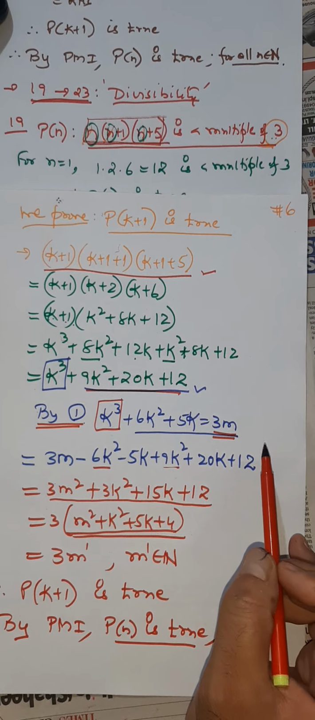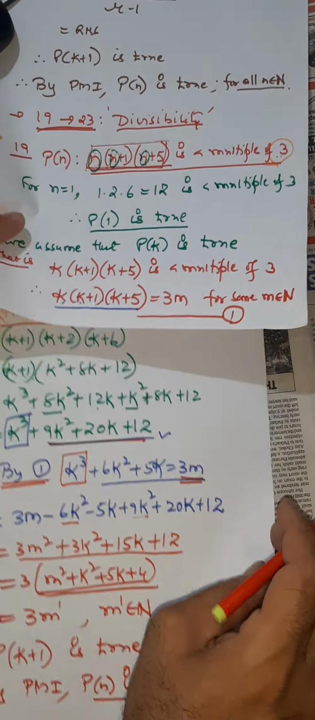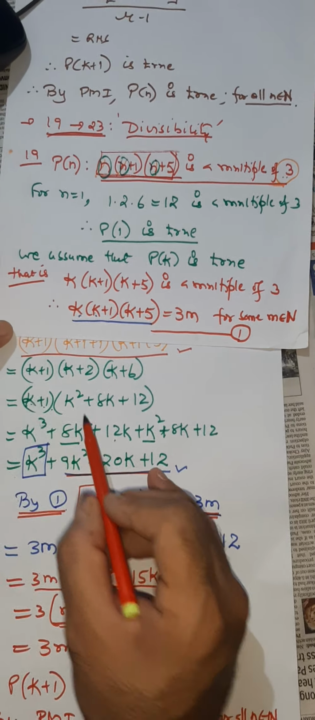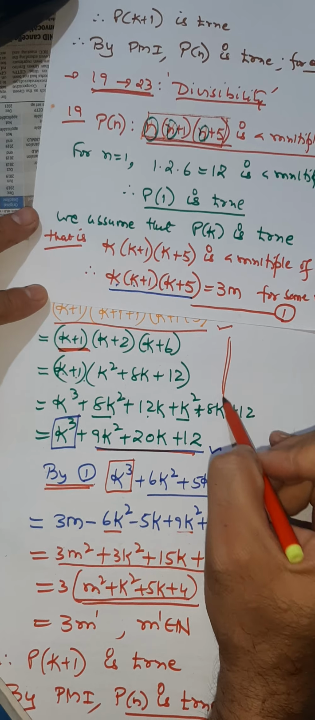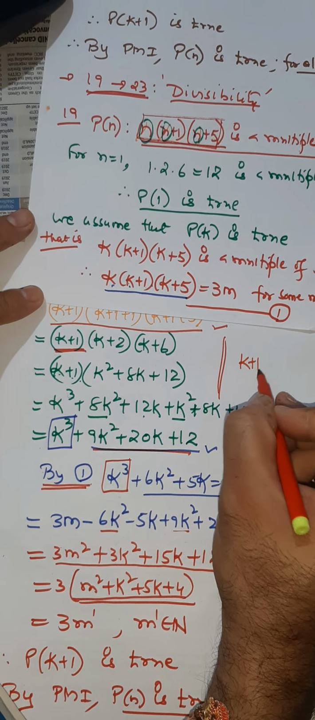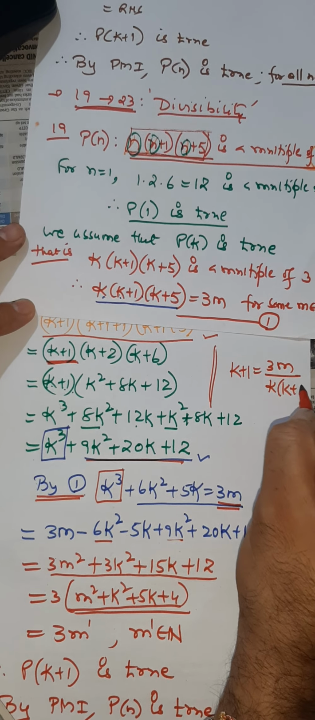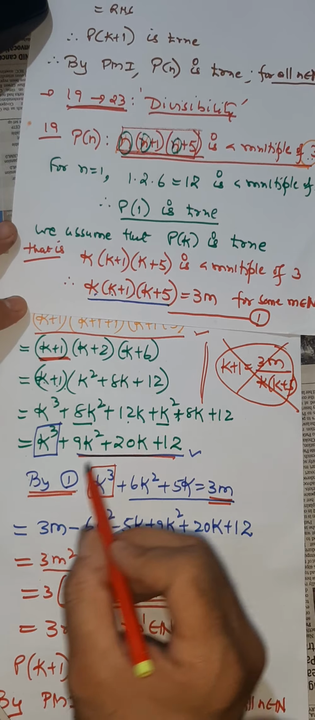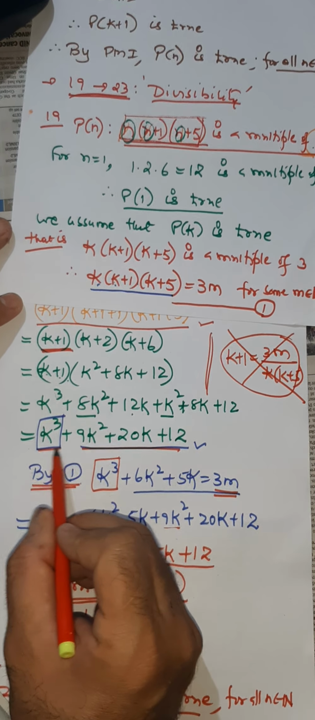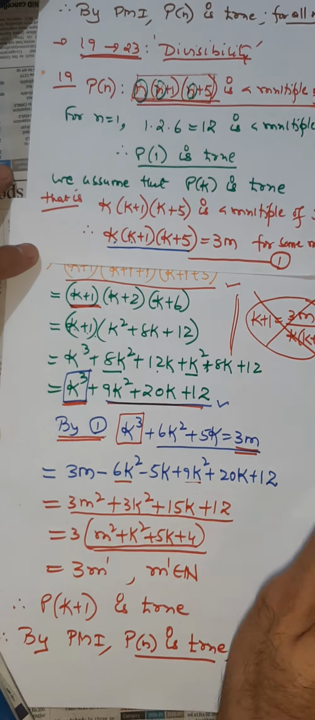Now, normally what students do, they find the value of k plus 1 like this. Suppose you have k plus 1, so you cannot put it like this. This is wrong, remember. If I put k plus 1 equals 3m upon k into k plus 5, this way one should not be used, remember. Always express it like a polynomial and put the value of one part. You will get the required thing, remember. Don't do like this.